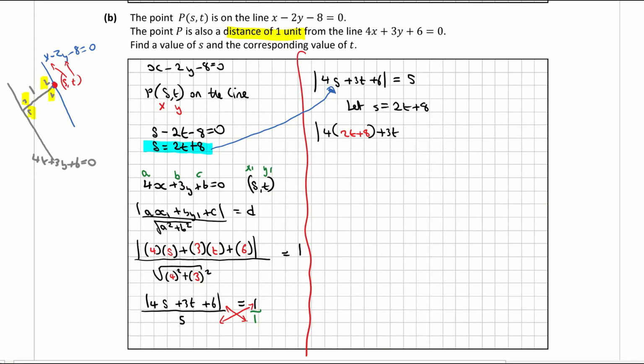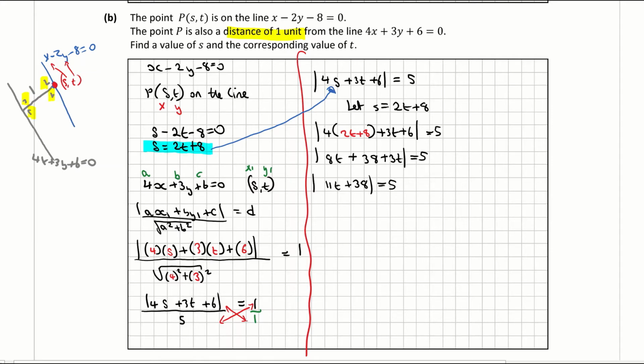And when I sub that in, I get 4 times 2t plus 8 plus 3t, and now I basically have it in terms of one variable, which makes it a lot easier to solve. So what does that solve out as? 8t, 4 8s are 32, add that 6 gives me 38, plus the 3t equals 5, which is giving me 11t plus 38 is equal to 5.